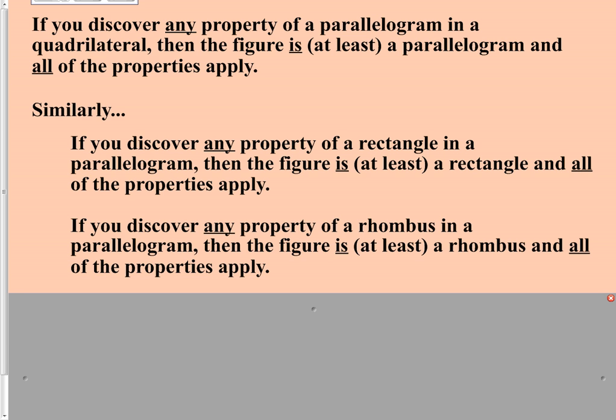And along the same lines, if you discover any property of a rhombus, meaning your diagonals are perpendicular or they're equilateral, stuff like that. If you discover any property of a rhombus in your parallelogram, then the figure is a rhombus and all of the properties apply. And once again, we're saying it's at least a rhombus because it may still yet be a square, but we would need more information to decide that it's a square.